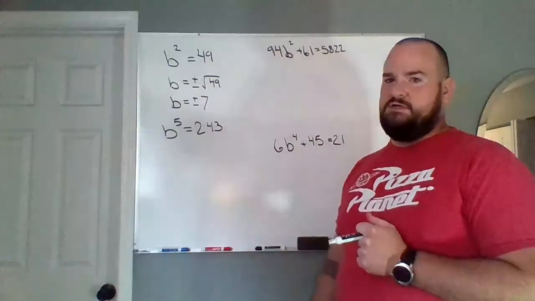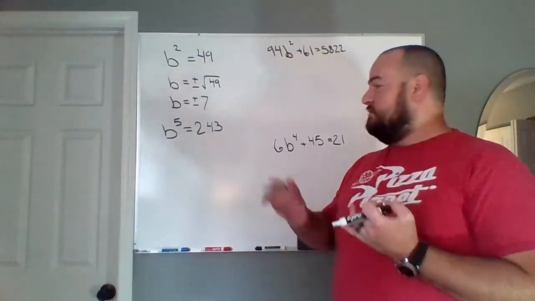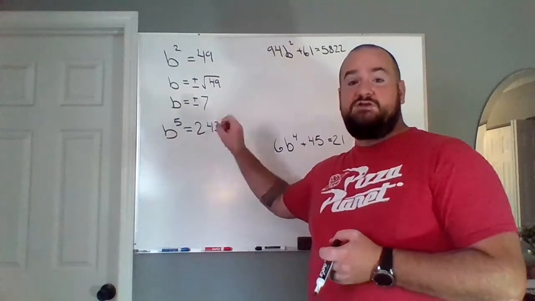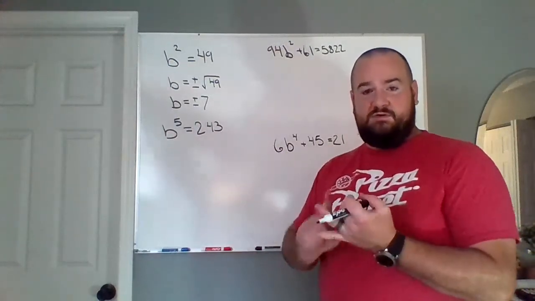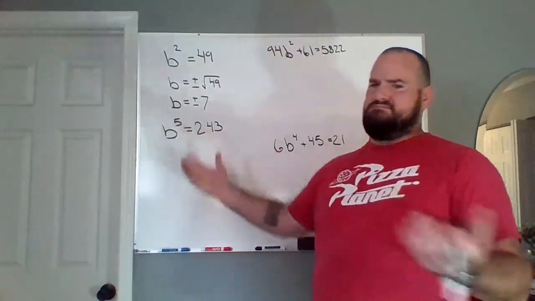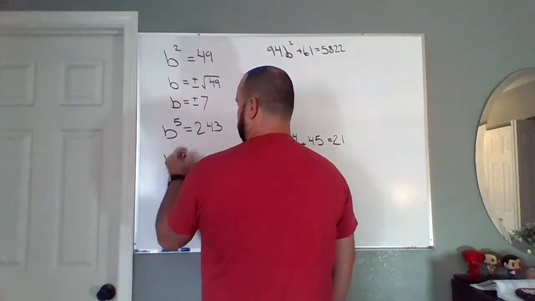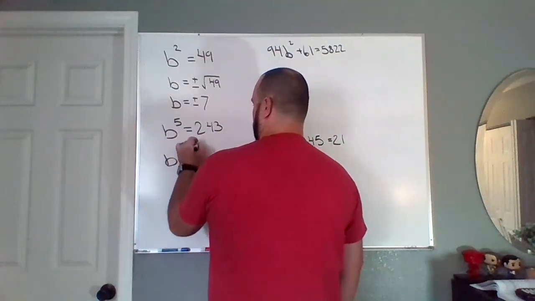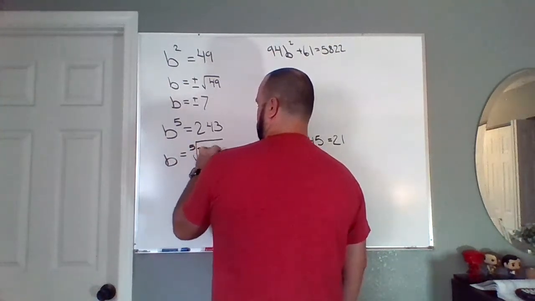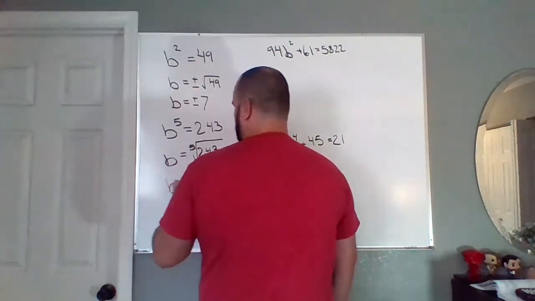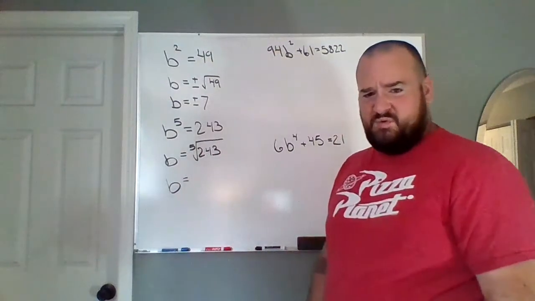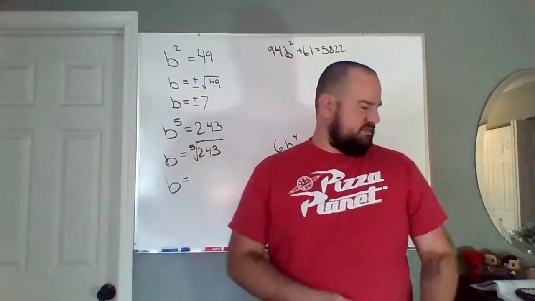What about this one? Well, start the same way. We are in a b to the n equals k situation, so we identify is n even or odd. It's odd. Easy. Then that just means b is equal to, in this case we have 5, so it's the 5th root of 243. How do I do the 5th root? Well, let's look at our calculator.